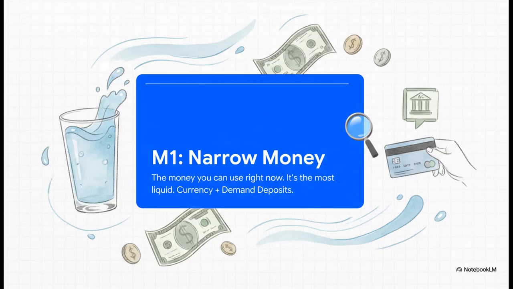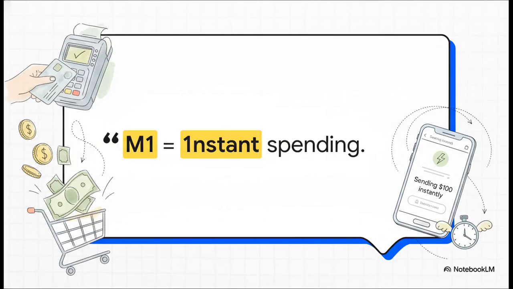Okay, let's build on that and move to M1. This is called narrow money, and it's the most liquid stuff out there. This is our water in a glass. It's the actual cash in your pocket, plus all the money in your current or savings accounts that you can get to instantly with a debit card or UPI. So just think of M1 as money for one instant spending. If you can tap your card and buy something right this second, that money is part of M1.